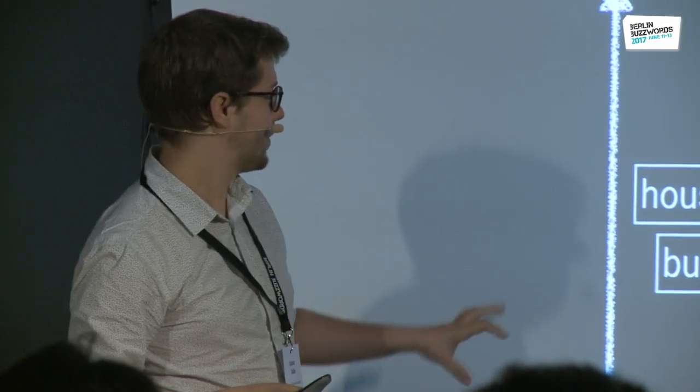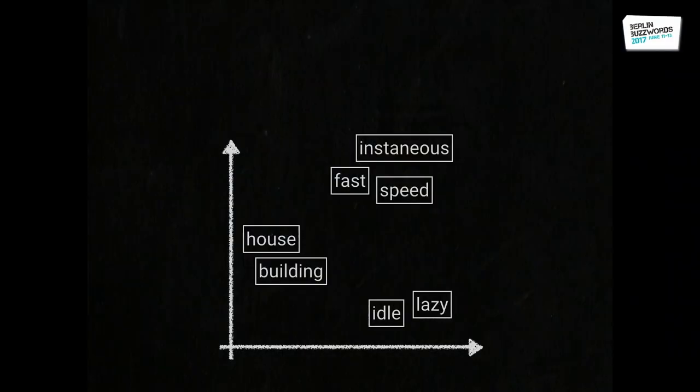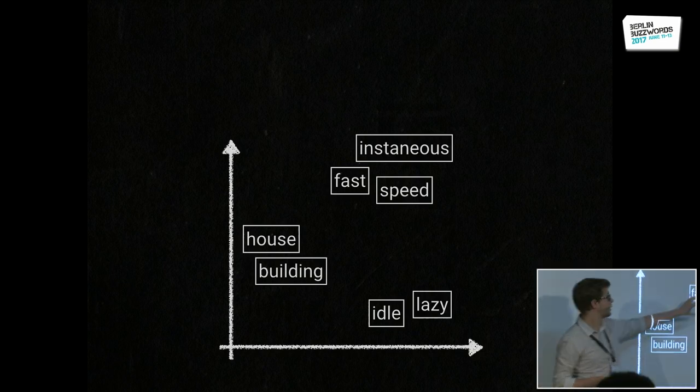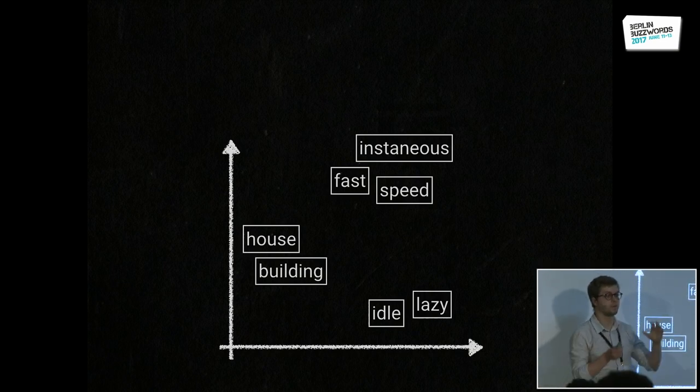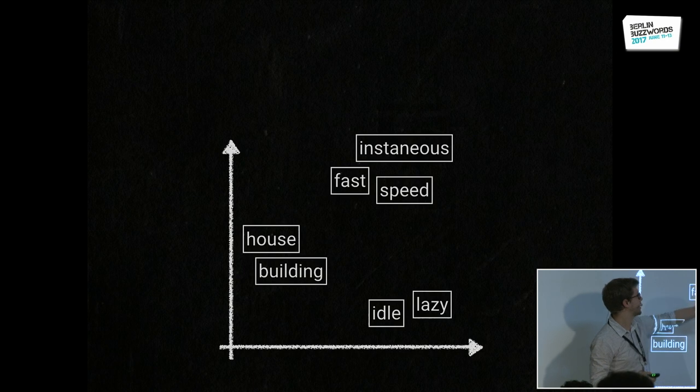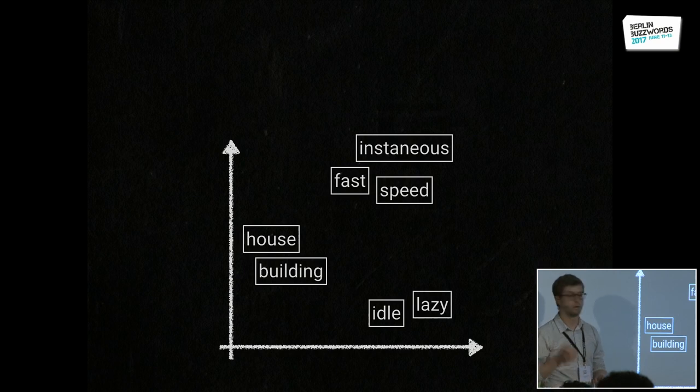To do so, they compute a mathematical representation of each word, a high-dimensional vector, and then they place it in this high-dimensional space. Here the dimension is 2, which is not very high, but for ease of representation I'll keep it this way. The goal is to group the representations of words with similar meaning together so that we are able to compute distances over words. Here we have fast, speed, instantaneous, house, building, idle, lazy, different clusters of words.